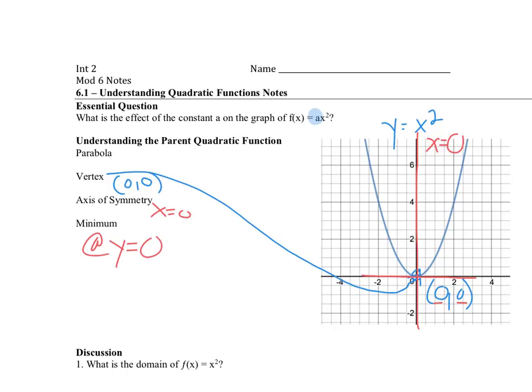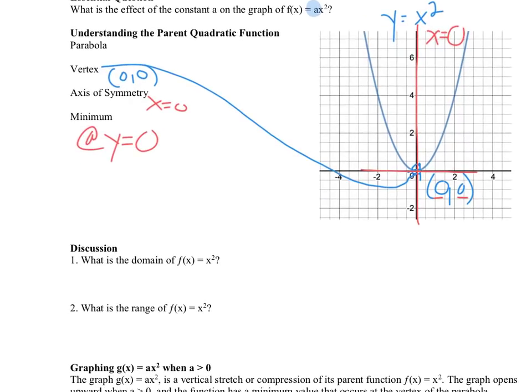Now we talked a little bit about domain and range for the absolute values. Let's apply that same concept to a quadratic. I want to see if you can come up with what is the domain of f of x equals x squared, and what is the range of f of x equals x squared. That would be referring to this graph here. So go ahead and answer those questions. We'll have that discussion when we come back into class.